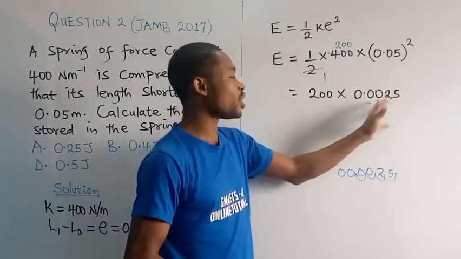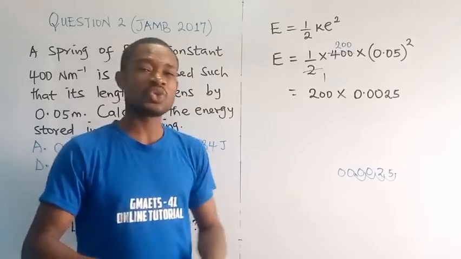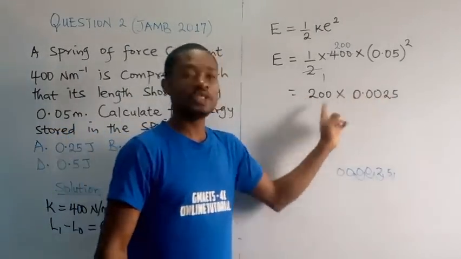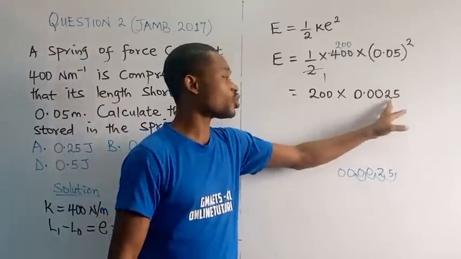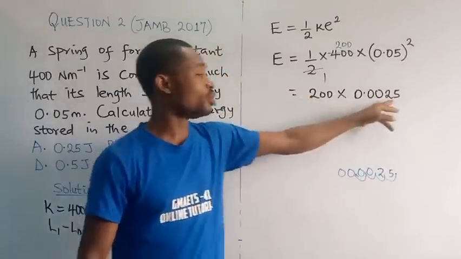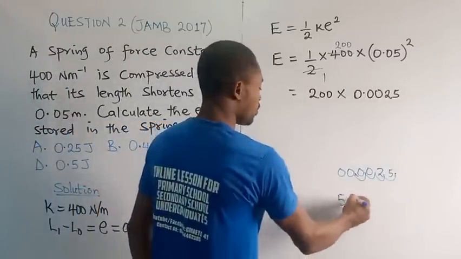Now we have 200 times 0.0025. How do you quickly get the product of these two numbers without a calculator? The non-zero digits are 2 in 200 and 25 in 0.0025. Multiply 2 by 25, and you get 50. So we write the 50.